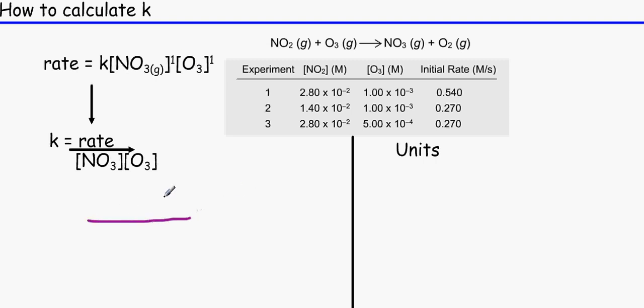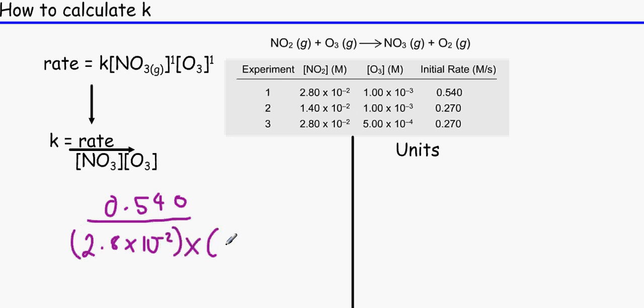So that would be the initial rate, which is 0.540, over 2.8 times 10 to the power of minus 2, times 1 times 10 to the minus 3. If we put this on our calculator, it would make 19285.714. To check that is correct, we can use another experiment and substitute the values in. It should give you the same answer.